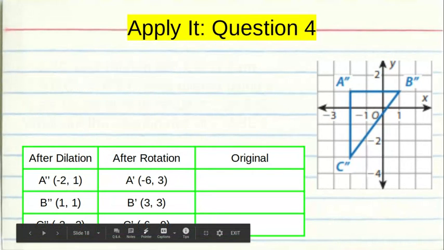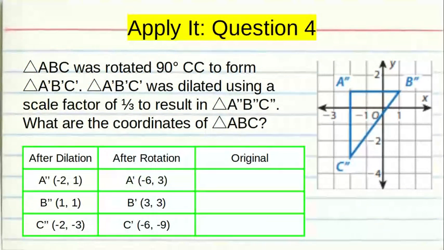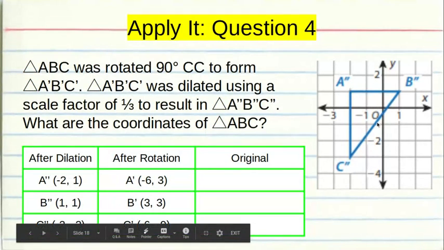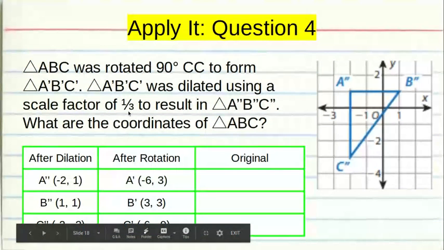So we're going to take each of those points here and multiply by 3. So negative 2 times 3 is negative 6, and 1 times 3 is 3. Again, 1 times 3 is 3. And then negative 2 times 3 is negative 6, and 3 times 3 is 9. Negative 3 times 3 is negative 9. So again, since we're going from our final figure to our original figure, we have to go in the reverse order, and we have to do the multiplicative inverse here. So instead of 1 over 3, you flip it so it's 3 over 1. So you take each of our final figures and multiply by 3. And that's how we get our numbers here.